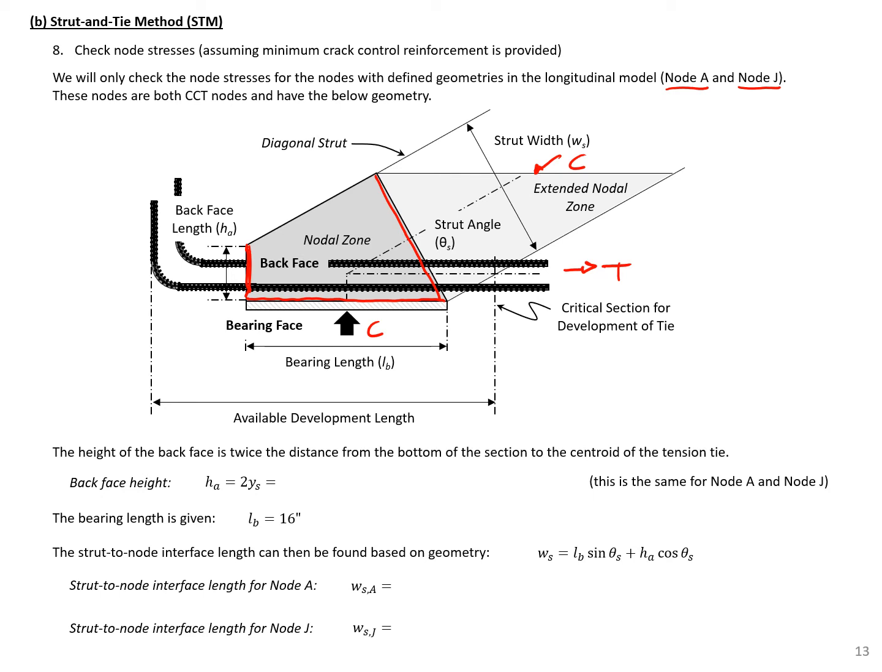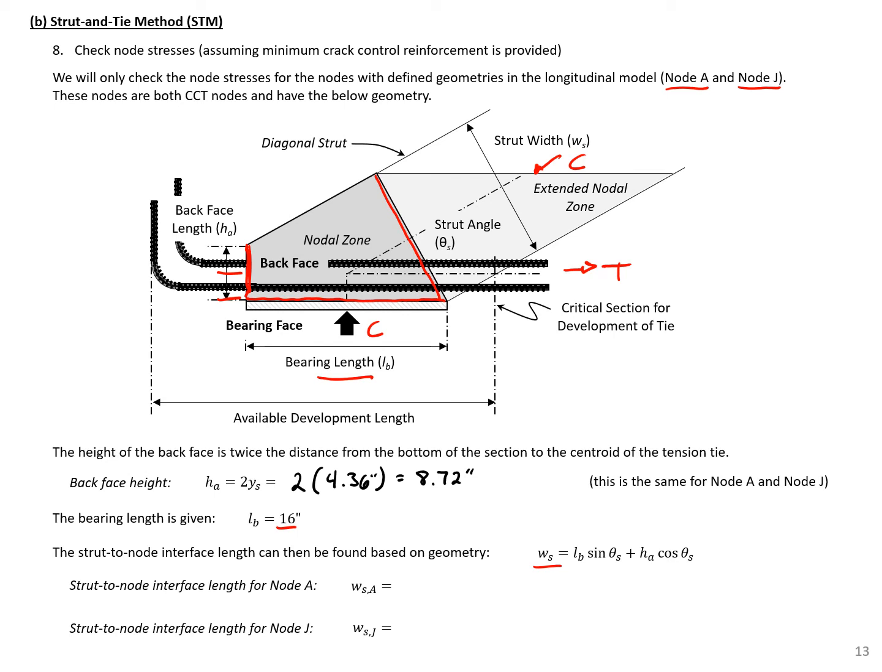So the back face height is going to be 2 times our YS, which is the distance from the bottom to the centroid of our tension steel. So 2 times our YS of 4.36 inches will give us a value here of 8.72 inches. Our bearing length is given as 16 inches, and then we can use our equation for our strut-to-node interface length based on geometry and our strut angle.